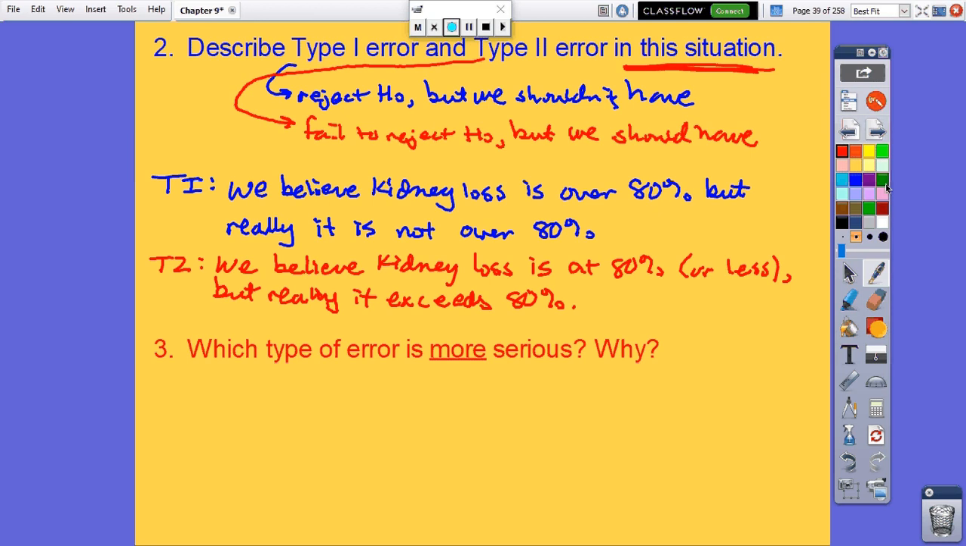All right, so now number 3. Which type of error, type 1 or type 2, is more serious, and why? All right, so again, let's run through our 2 scenarios here. We believe that the medicine's making them go on dialysis, okay? But really, it's not. So we're going to get rid of this medicine. If we think that this medicine's making them have to go on dialysis, it's going to get shut down. These patients aren't going to get this medicine anymore. But really, it was okay for them. Maybe it was helping them, you know.